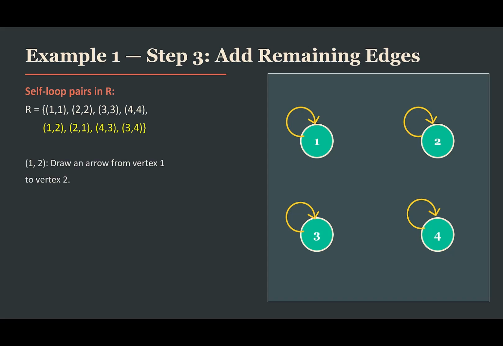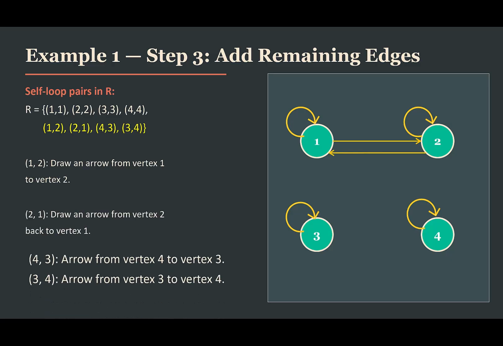We're going to start with (1, 2). We're going to draw an arrow from the vertex 1 over to 2. Next, we'll draw an arrow from 2 back to 1. Then we'll add in edges for (4, 3) and (3, 4). That means we're going to go from 4 to 3, and then from 3 back to 4.